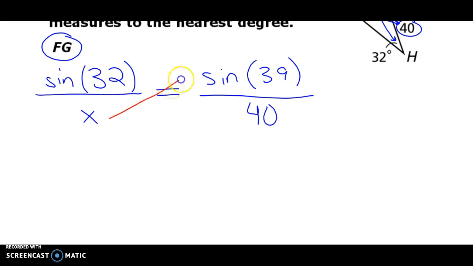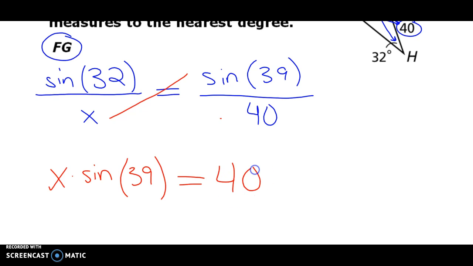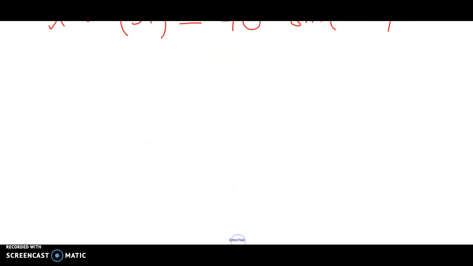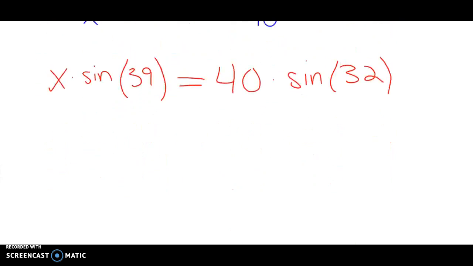Cross multiply. So x times sine of 39 equals 40 times what? Times sine of 32. You could technically call that sine of 32 times 40. I just like to put the whole number up front. Not a big deal. Now this looks kind of ugly, right? We're not used to having two different sine functions.